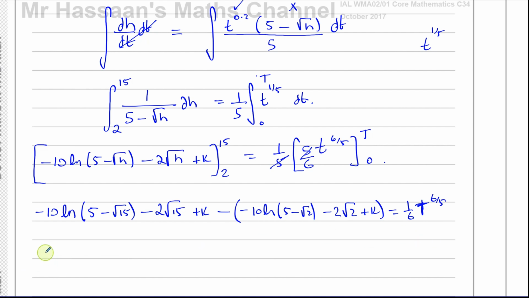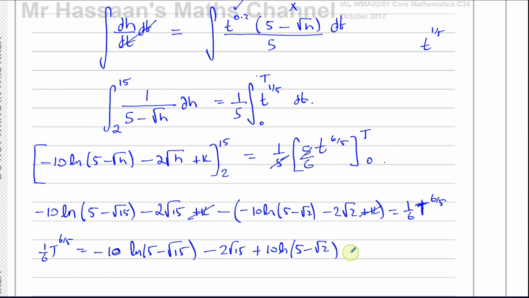So now we're going to say 1/6 t to the power of 6/5 is equal to, I'll write it the other way around because I want my answer to be t. So I've got minus 10 times the ln of 5 minus root 15, minus 2 root 15, plus k. The k minus k there will cancel out. I'm going to have minus is plus 10 ln 5 minus root 2. Not root 15, root 2 now. And minus plus 2 root 2.